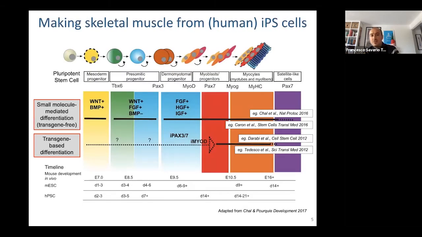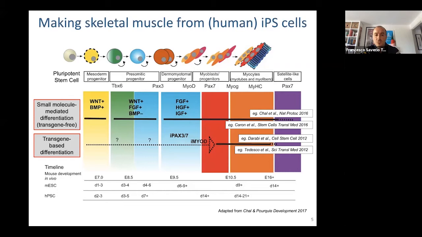So before getting started, just a few words about making skeletal muscle from human iPS cells. This is a slide that I've adapted from a paper of Olivier Pourquier published recently. But essentially, the point I would like to make here is that there are different ways to go from a pluripotent cell to a muscle fiber. The idea is that there are two main routes to do so. One of the first routes explored and still actively used, including in my lab, is to use transgene-based platforms to force, in a way, the differentiation of iPS cells into myogenic cells.